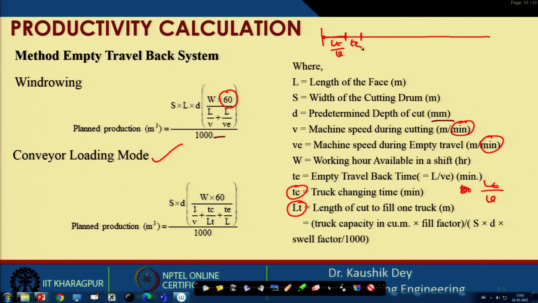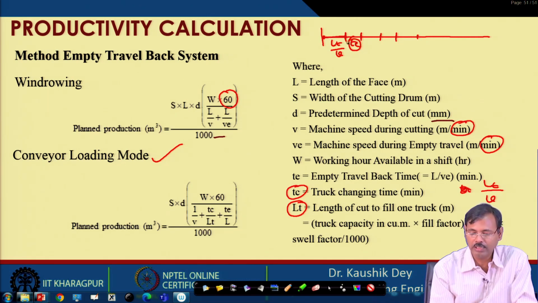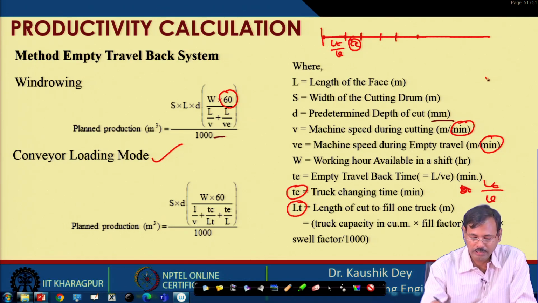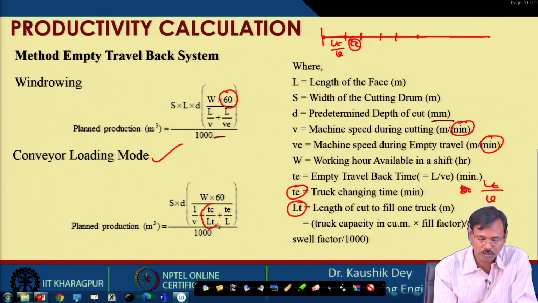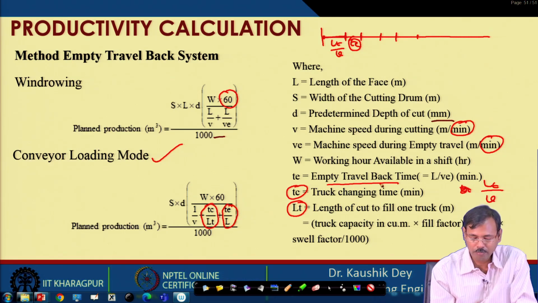So, the truck can be changed at this position. Then again there will be LT, there will be TC till we reach the end at this position. TC is basically the delay hours, whose frequency is the LT length. So, this TC by LT is the delay component, and TE is the truck empty travel back time, and the frequency of the delay is L.